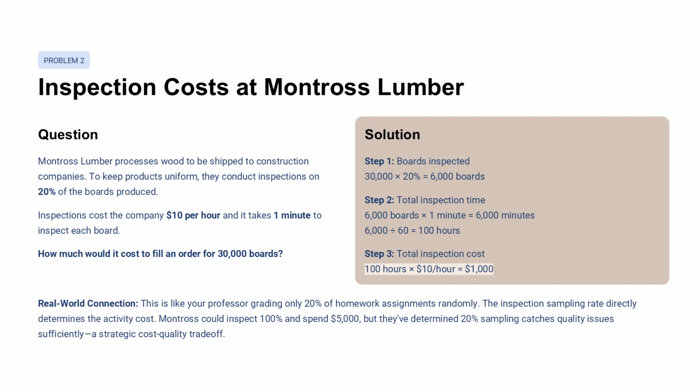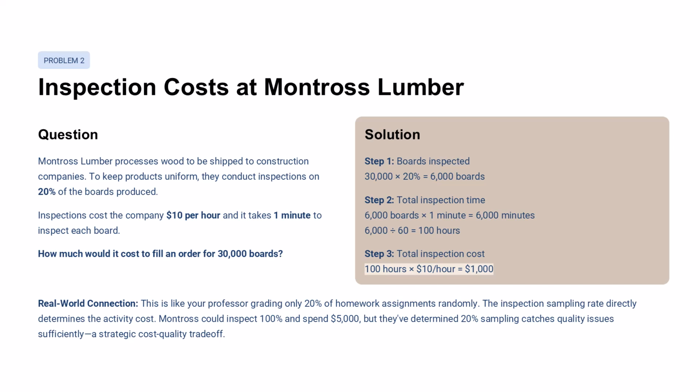Question. Montross Lumber processes wood to be shipped to construction companies. To keep products uniform, they conduct inspections on 20% of the boards produced. Inspections cost the company $10 per hour, and it takes 1 minute to inspect each board. How much would it cost to fill an order for 30,000 boards? Answer. Inspection cost equals $1,000.